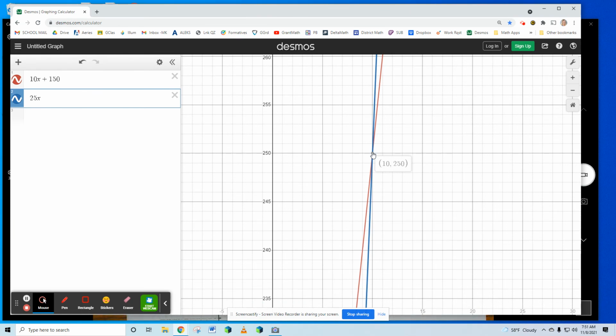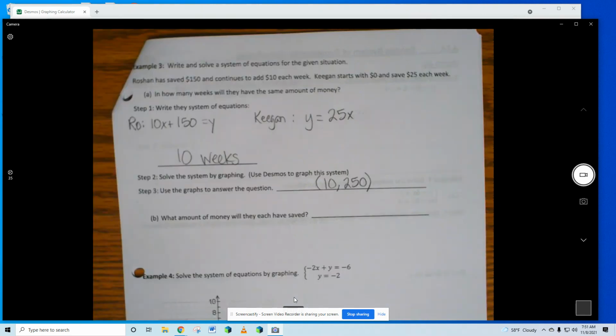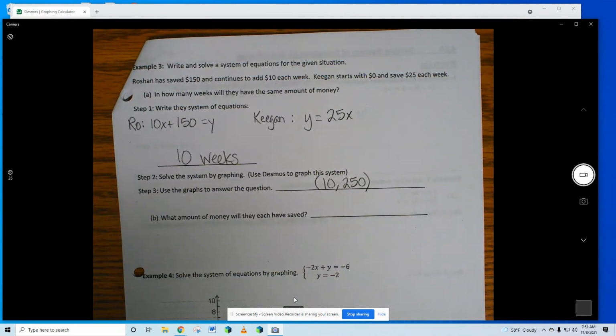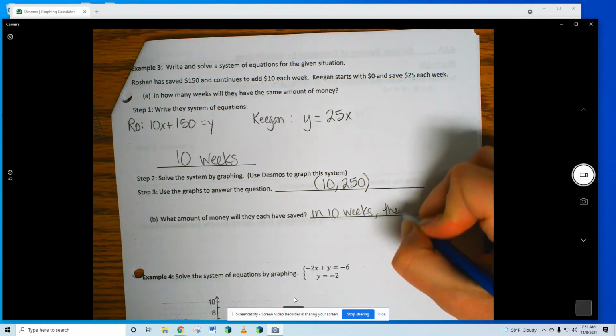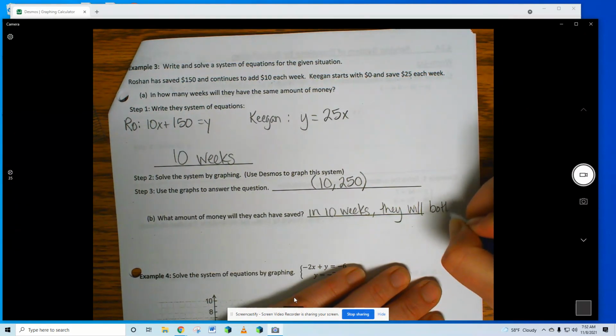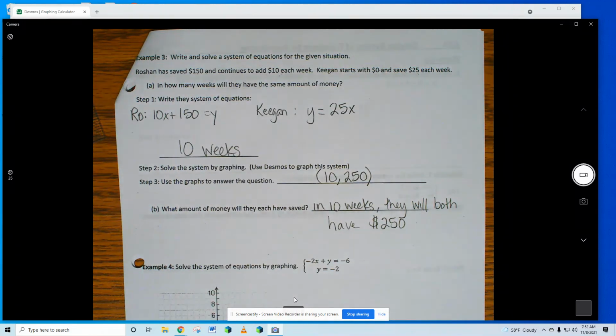In how many weeks will they have the same? 10 weeks. In 10 weeks, they're going to have the same amount, which is going to be $250. Oh, wait, you can see that. Sorry. So in 10 weeks, they will both have $250.